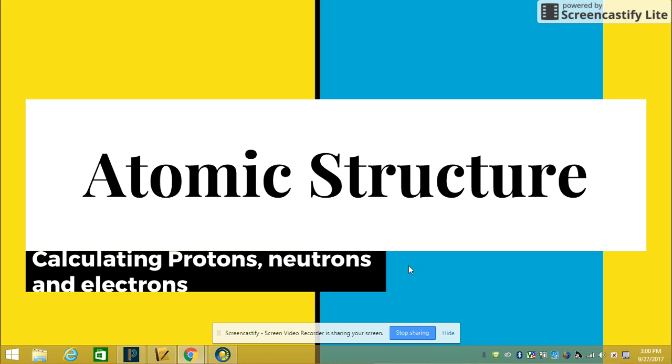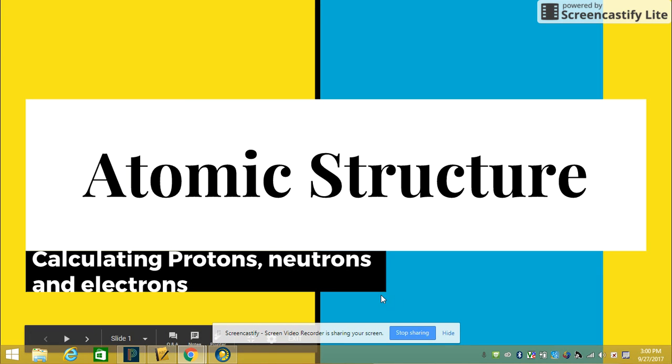All right, so we talked about atomic structure and the parts of the atom yesterday. So today we're going to talk in more detail about each part and then how to figure out how many of each there are. Some of this, again, may be review from physical science, but it's not really something people tend to remember year to year.